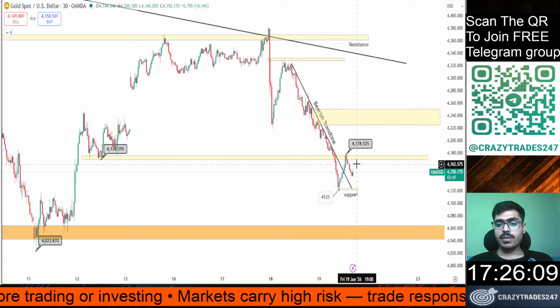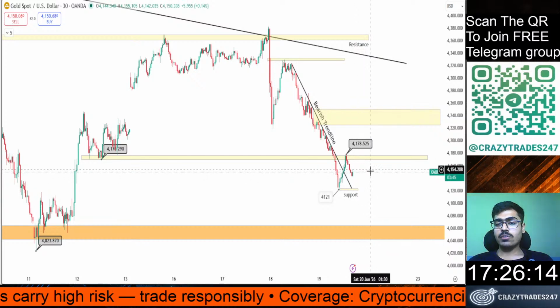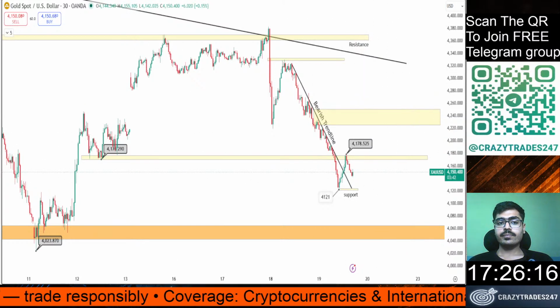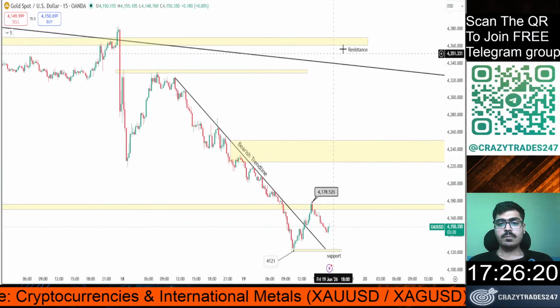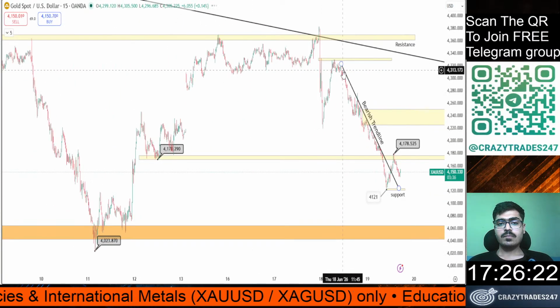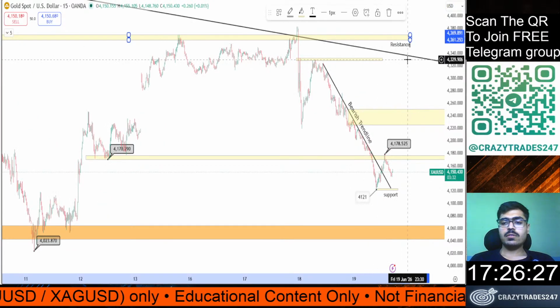I might suspect consolidation of gold at current levels also. So this is also a chance here. Let me mark it as a major resistance, not just resistance.